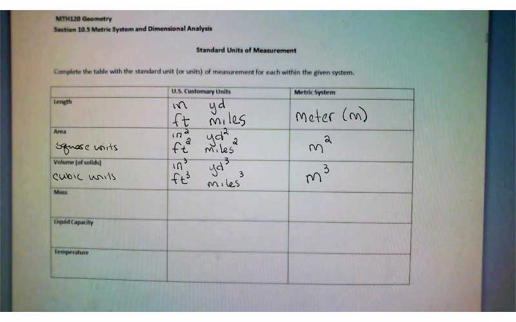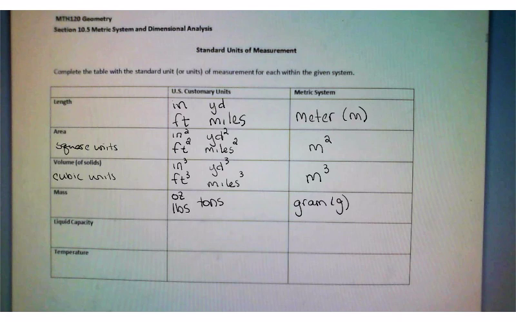When we talk about mass, we're talking about how heavy an object is. So in US customary units, we might measure in ounces or pounds, and if it's something extremely heavy, the standard unit might be tons. But in the metric system, our standard unit is the gram, abbreviated as g.